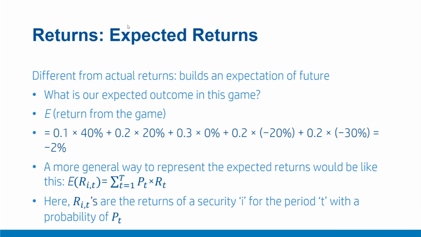Please note that we'll get the same result even if we work with absolute values of outcomes, such as rupees 98 or 100. However, in financial markets, it is preferred to use returns instead of prices. A more general way to represent the expected returns would be: expected return E(R_it) equals sigma P_t into R_t, where t equals 1 to T. Here, R_it are the returns on security R_i for period t with the probability of P_t. In this case, we have T discrete outcomes of returns for which we are given the probabilities.